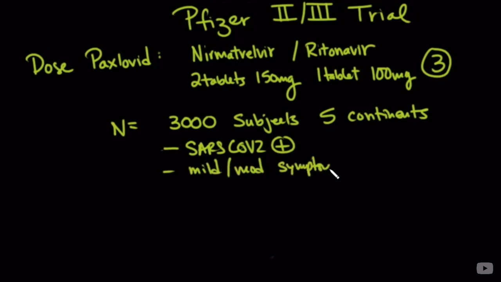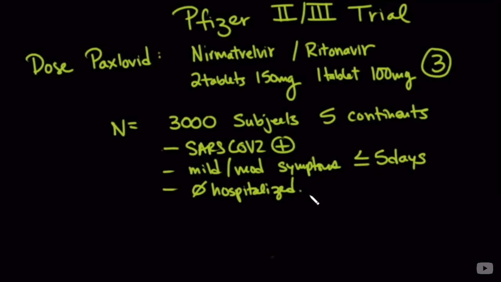The mild and moderate symptoms are defined in the study, but basically patients who had symptoms that did not require hospitalization and did not require supplemental oxygen for less than or equal to 5 days. They could not have been hospitalized. So these are patients that are not sick enough to be hospitalized. And they have to be 12 years of age or older. They must be at least 88 pounds.